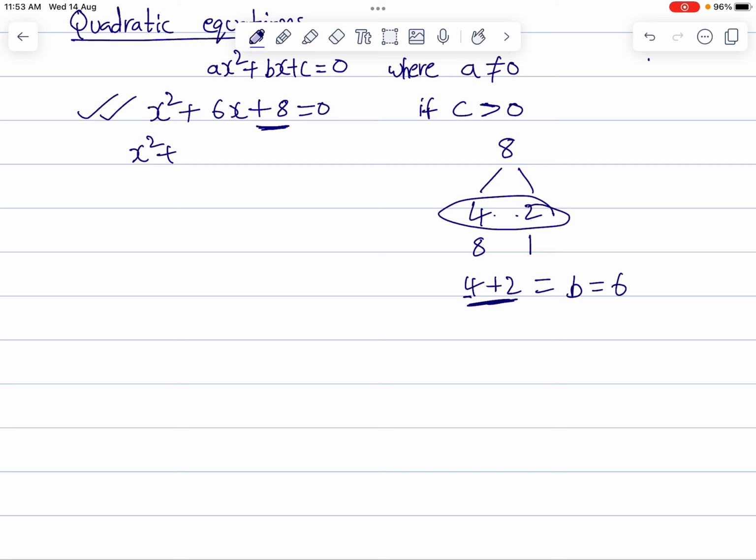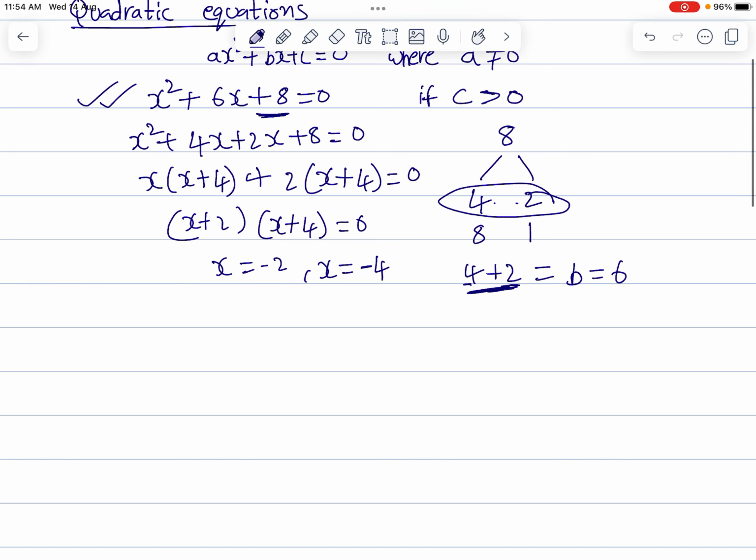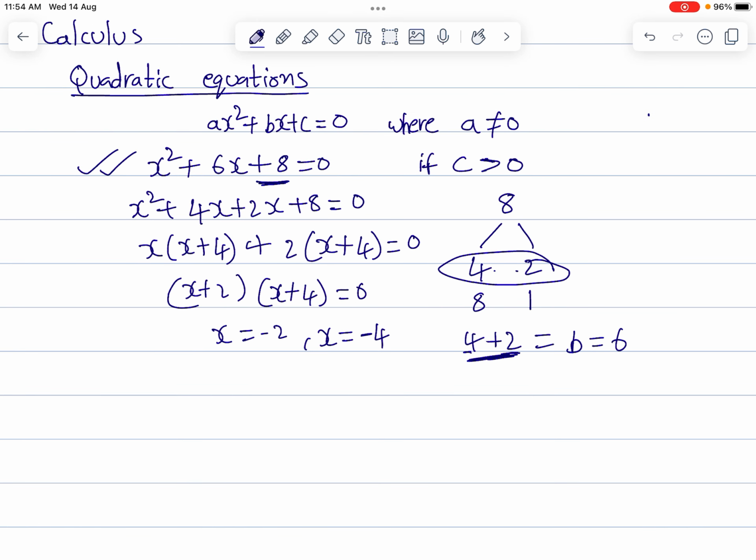Now once we do that, we split it. Since this is 4 and this is 2, we write 4x plus 2x plus 8 is equal to 0. Taking x common from the first two terms, and taking 2 common from the second, we have x plus 2, x plus 4 equal to 0. x is equal to minus 2, x is equal to minus 4 are the solutions. In this case, our b is greater than 0.